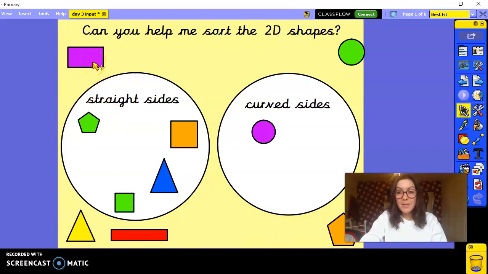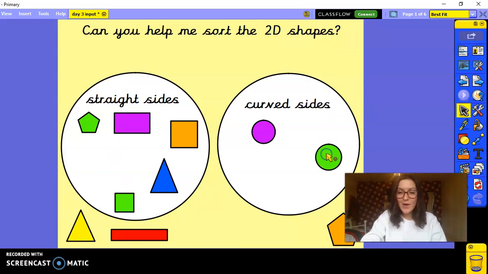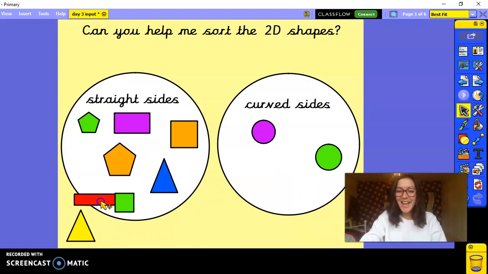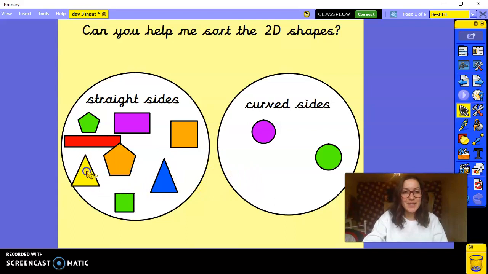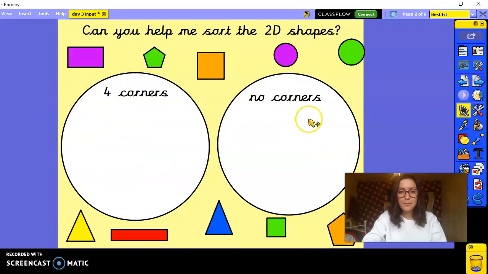Brilliant. This shape is a rectangle and it has straight sides. What about this shape? Yes, a circle has curved. This pentagon would go here. What about this shape? Brilliant job. And last but not least, my triangle would go, straight sides. Well done, guys. So we have sorted our 2D shapes into straight sides and curved sides.